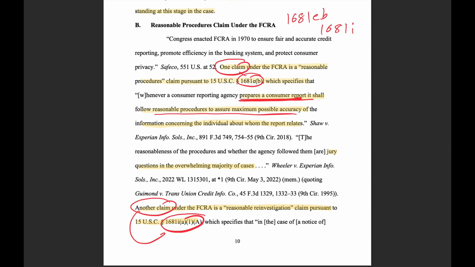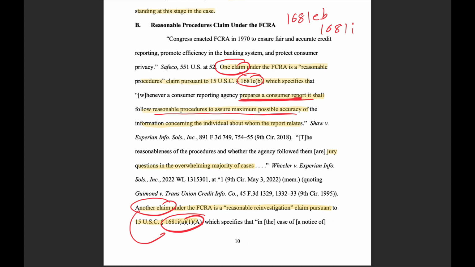All right, so let's go down here and we'll talk about the two types of claims against a credit bureau. Now, we're not talking against a furnisher, so like Wells Fargo or Midland Credit or Portfolio Recovery. We're only talking about against a credit bureau. So here are the two primary claims in this area of the Fair Credit Reporting Act. We have E-B and I. E-B is maximum possible accuracy or reasonable procedures. I is when you send a notice directly to the credit bureau.